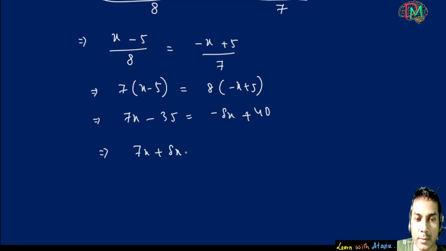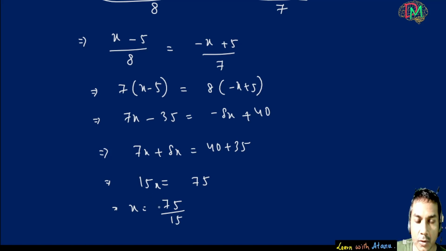Next, 7x plus 8x. Why? Again we transpose minus 8x from the right hand side to the left hand side. For that we have to change the sign, so minus becomes plus and it becomes 8x. Similarly, when we shift minus 35 from LHS, it becomes plus 35. Clear? So 40 plus 35 here, so 15x is equal to 75. So x becomes 75 divided by 15.